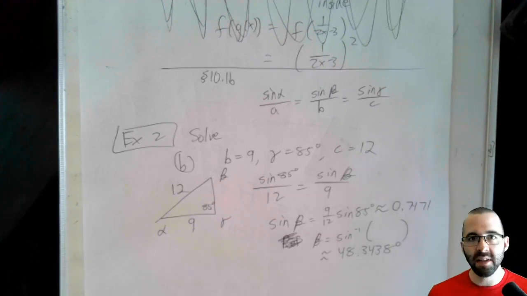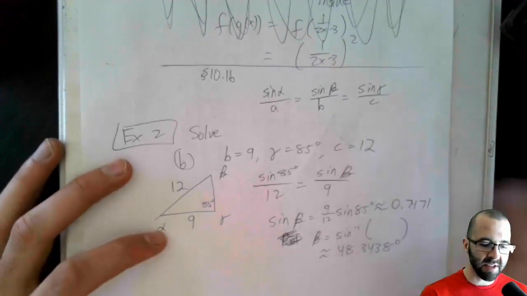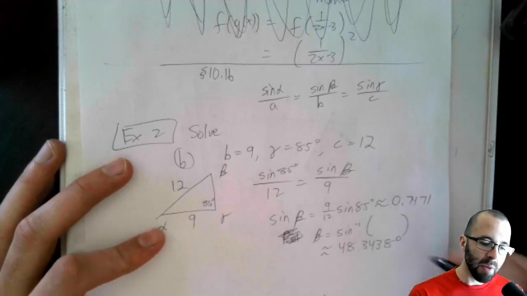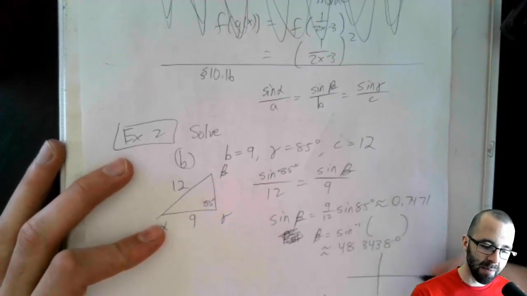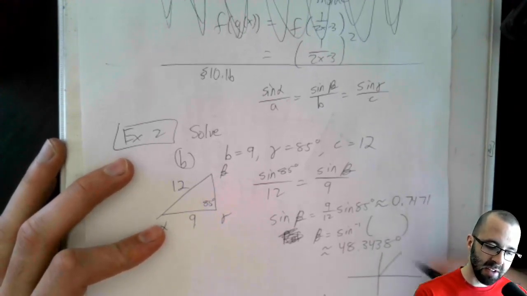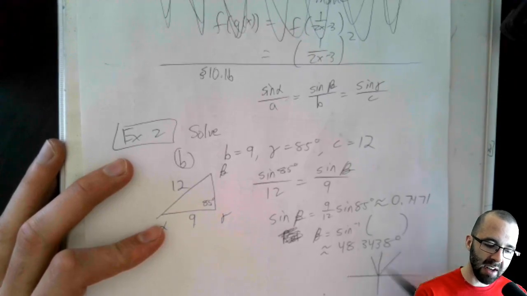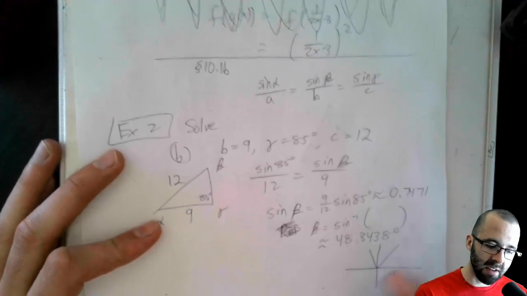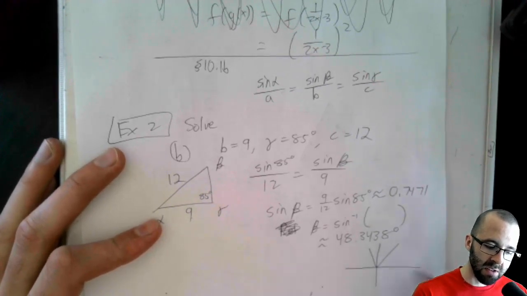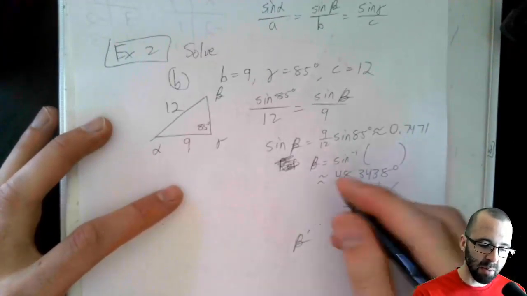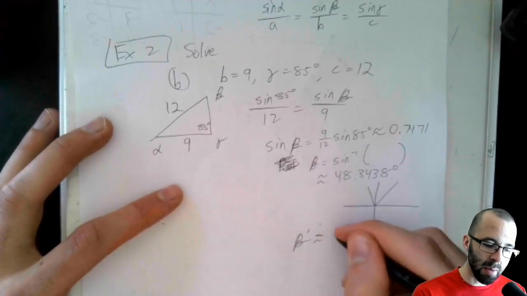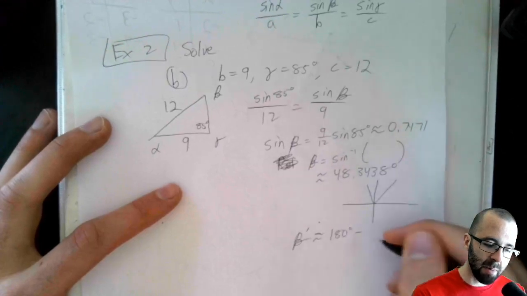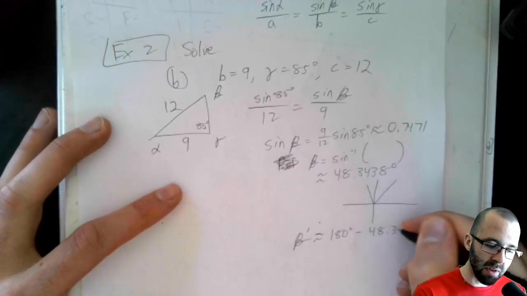So we need to see, is there another solution that makes sense? That's the solution in the first quadrant. There's also a solution in the second quadrant. It's about 50 degrees, kind of looks like this, but there's also one in the second quadrant. This other one is 180 degrees minus 48. So beta prime, if there's a second angle that makes sense, is approximately 180 degrees minus beta, which is 48.3438.